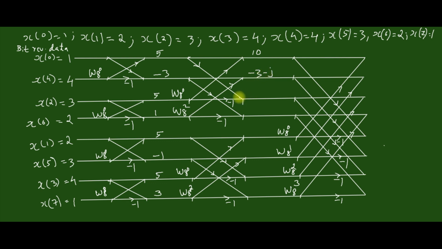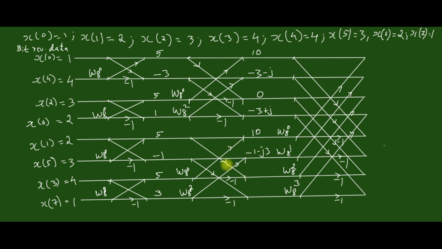Then here we can see the input data is 5, and -1. So 5 minus 5 into W8 to 0, that is 5 minus 5, which will be 0. Now for this stage it is -3 minus W8 to 2, that is -3 minus j. So it will be -3 plus j. Similarly here 5 plus 5 equals 10. Here we have -1 to 3, 3 into this. It will be -1 minus j3.